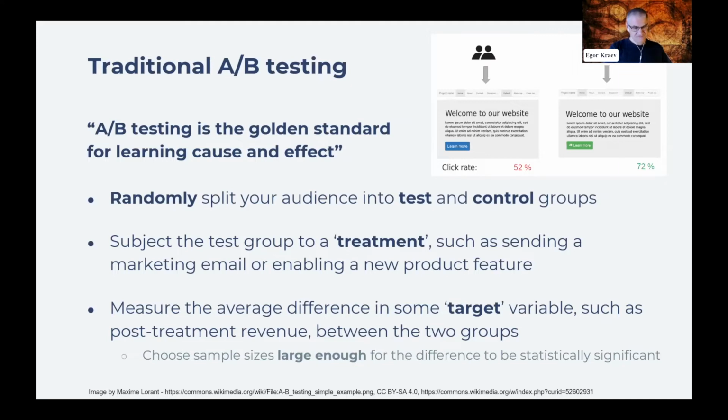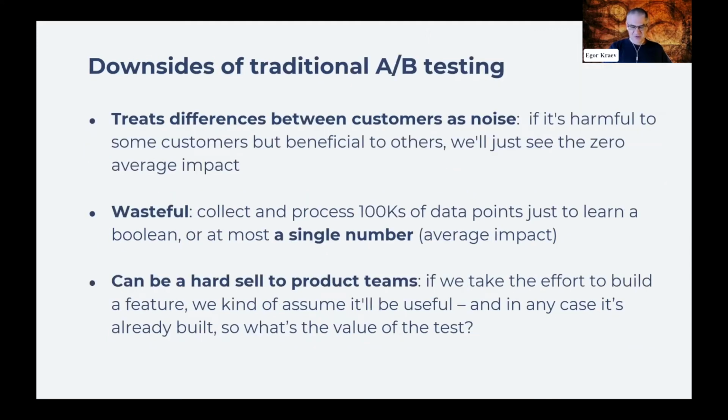So far, so good. That comes with issues. One problem is that you treat all the differences between customers as noise. For example, whatever you're doing, if some customers love it and others hate it, you may just see zero average impact, no significance. And you could also say it's wasteful, because typically you might need to collect and process hundreds of thousands of data points just to learn a Boolean. Is it significant? Or maybe a single number, which is the average impact of a change.